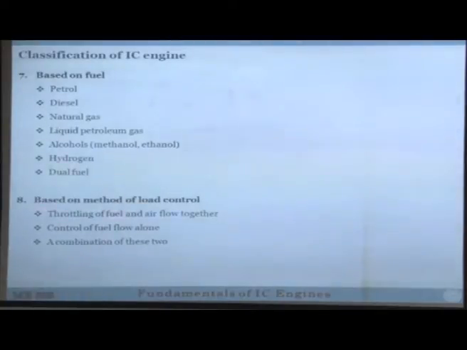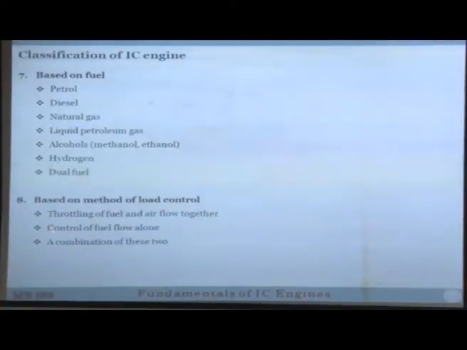You could classify the engines based on the method of load control. So you could basically use the throttling of the fuel and air flow together. For example, if you look at the carbureted engines, there is an accelerator. What that accelerator does is it opens a valve. So that basically controls the quantity of the fuel air mixture that is going in. So you are basically throttling the fuel air mixture together.